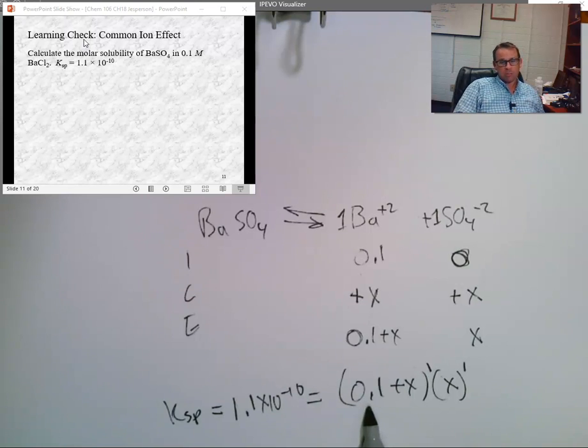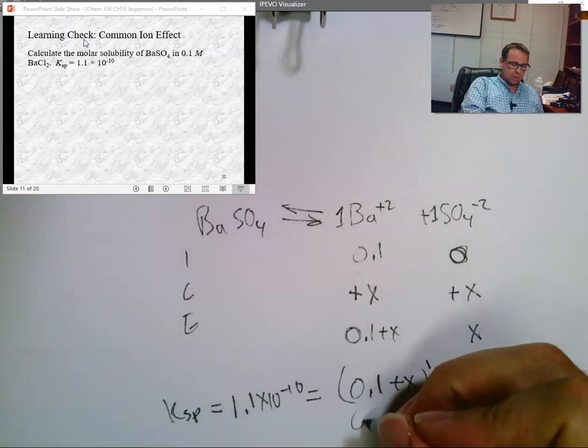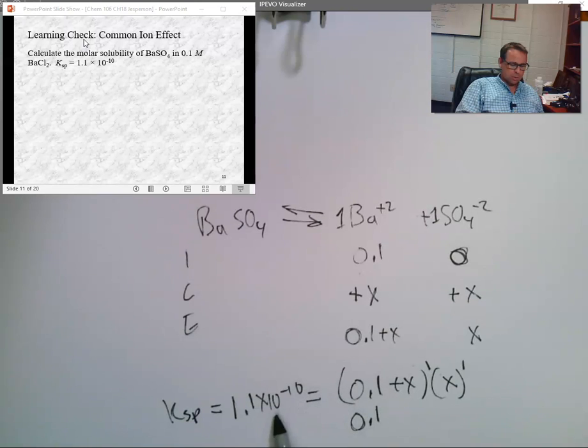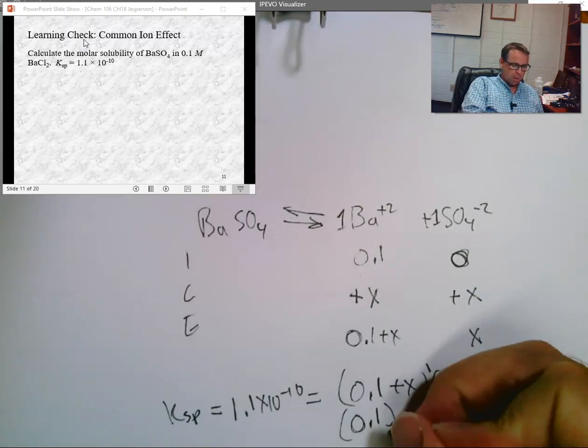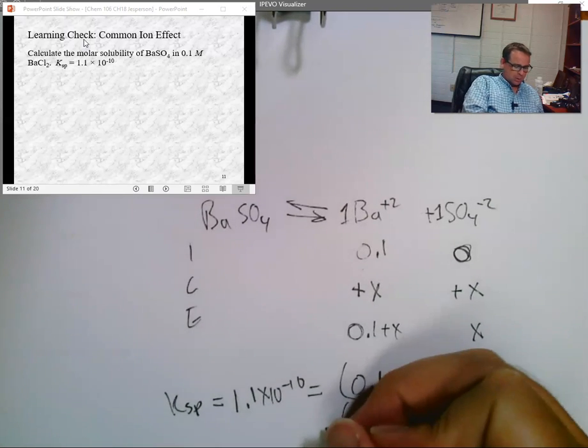Well, you could think of it as plugging that in for x. But when you would do that, 0.1 minus this really tiny value would still just be 0.1. So essentially what we're doing is recognizing that x is not going to influence 0.1. And so we just say we're dropping that x. Okay?